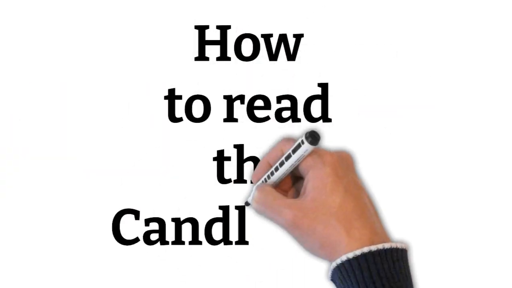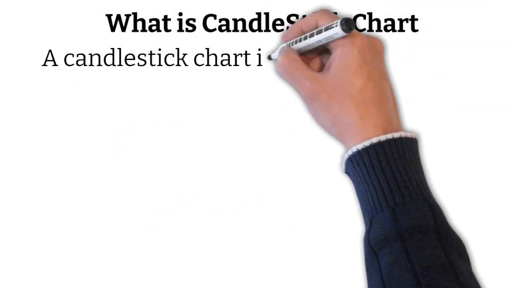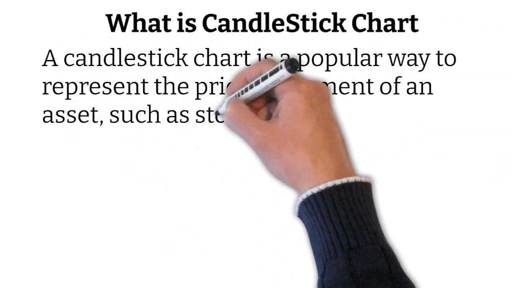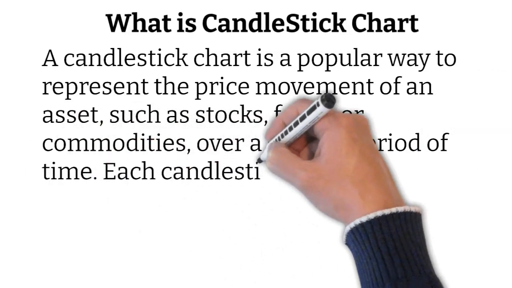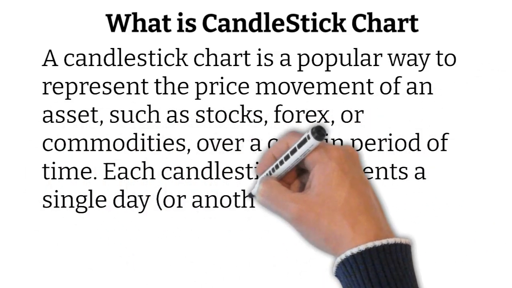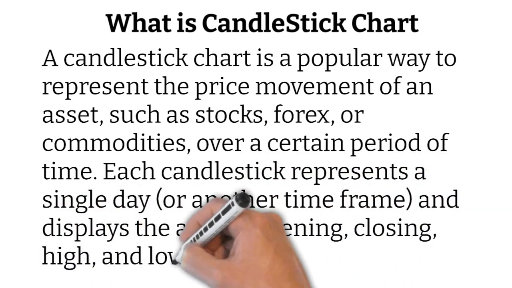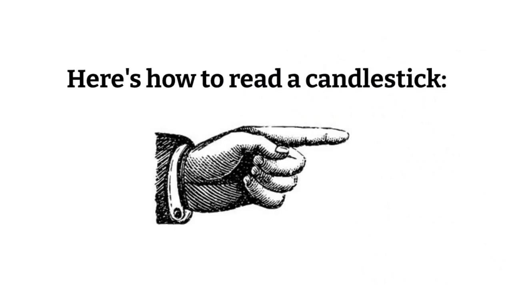How to read the candlestick. What is a candlestick chart? A candlestick chart is a popular way to represent the price movement of an asset, such as stocks, forex, or commodities, over a certain period of time. Each candlestick represents a single day, or another time frame, and displays the asset's opening, closing, high, and low prices. Here's how to read a candlestick.